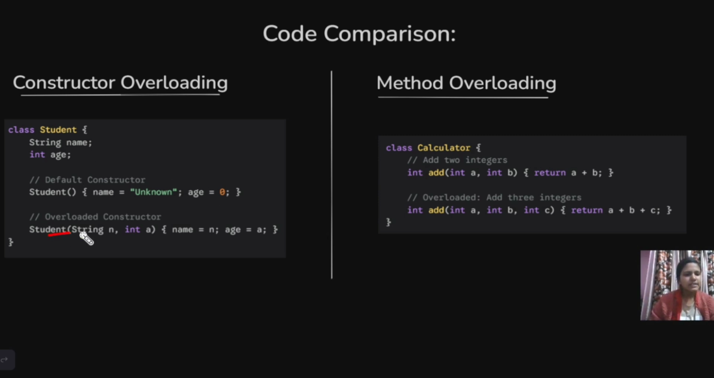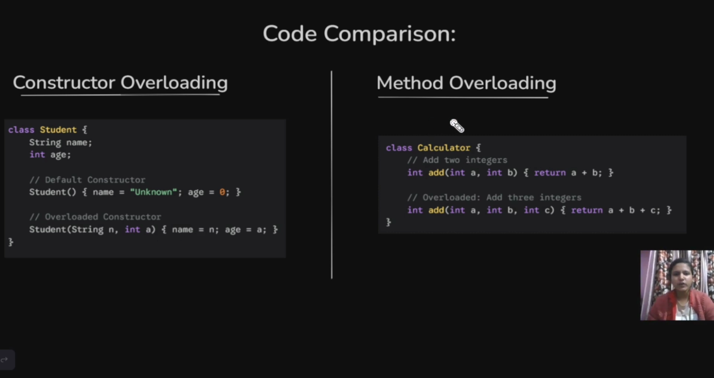And second is the overloaded constructor. Basically, in a single class, the Student class has two constructors. First is Student with no parameters, which is the default constructor, and second is Student with two parameters. So both are constructors in a single class. When a single class has more than one constructor, constructor overloading applies. So this is the example of constructor overloading.